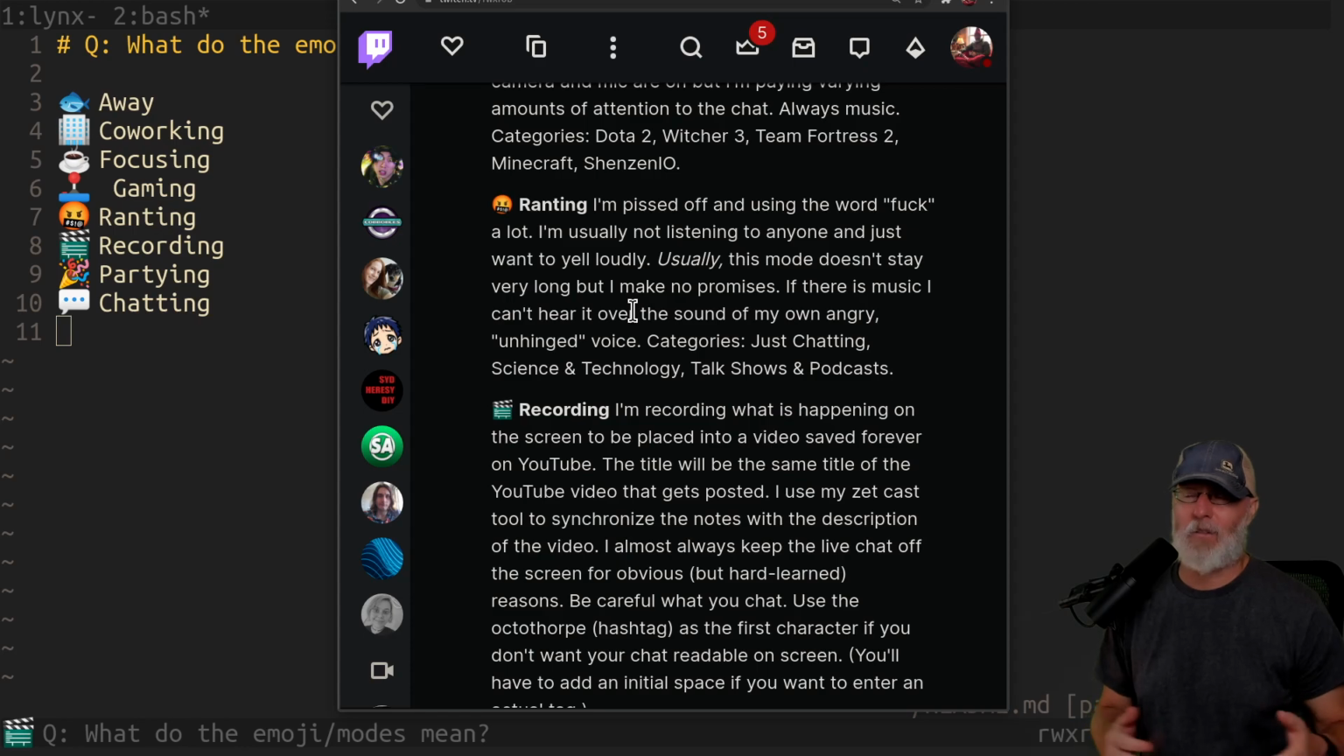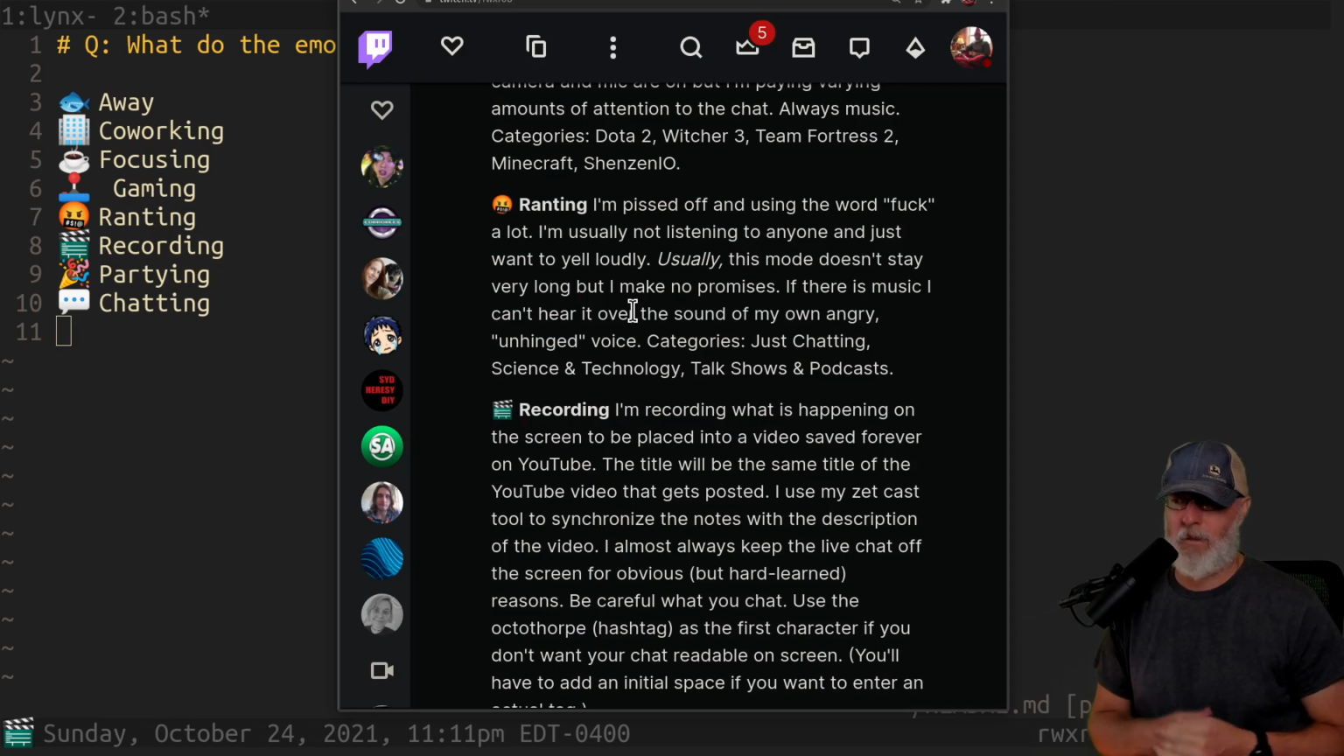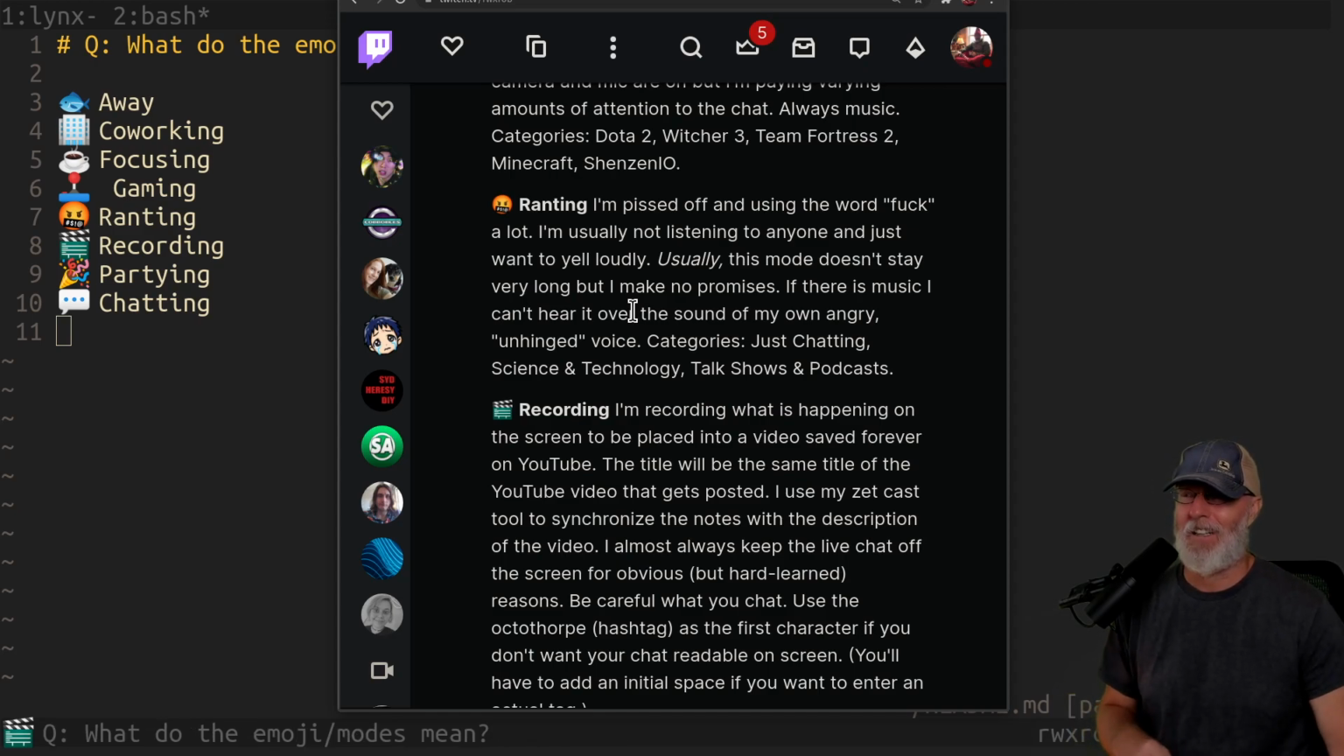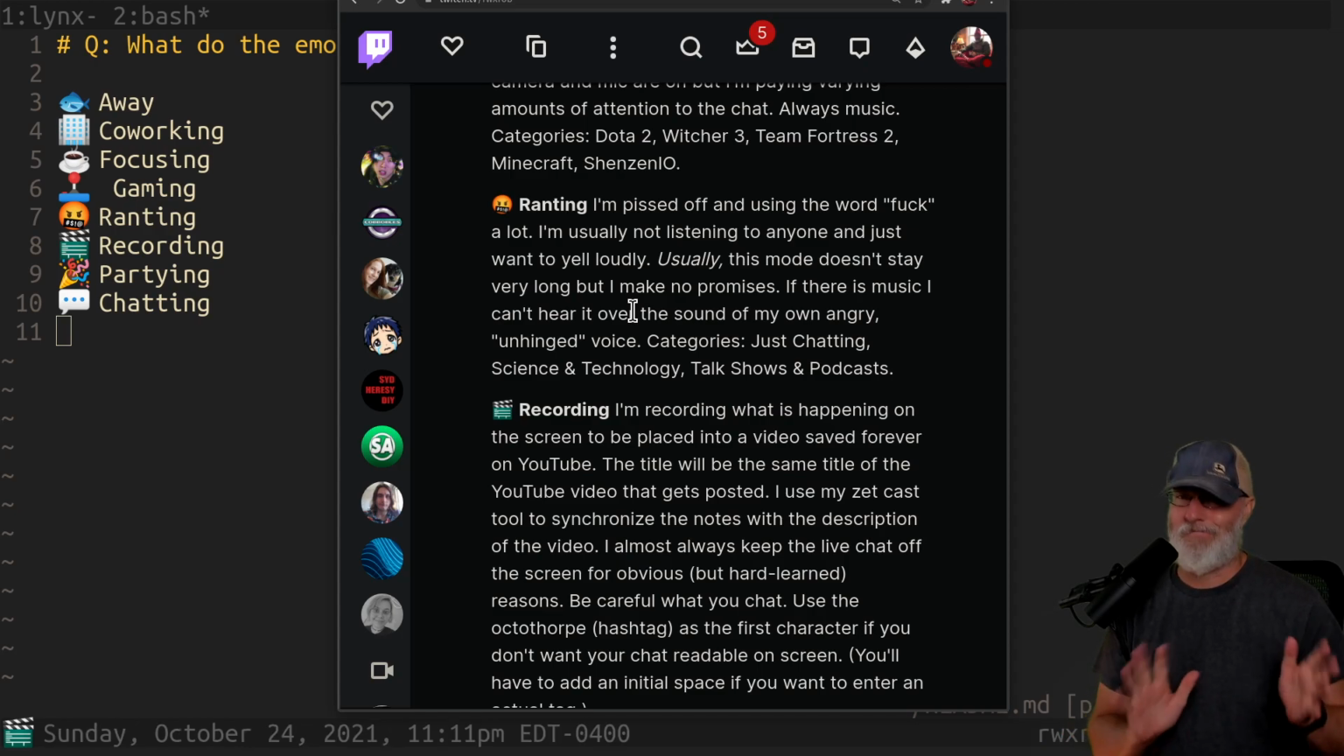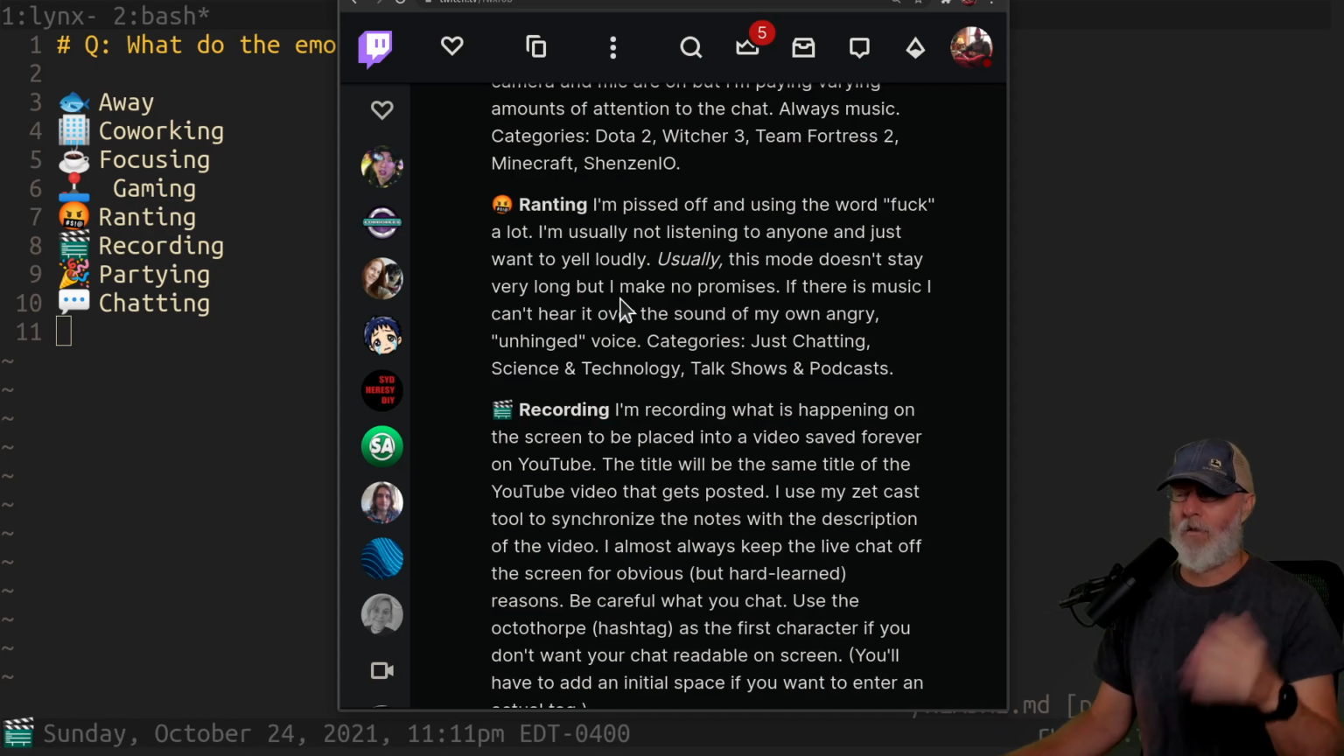Ranting. So when somebody attacks me or my community or Linux, you'll usually see a ranting emoji, and usually I'll be writing when that happens. I'll be writing about it, and I'll be using the F word a lot. This happened recently. I'm not going to get into it. Somebody attacked the Linux community, and I got really pissed off. All of that drama is gone now, but watch out. If you come in during a ranting session, I'm not going to be listening to you because I'm going to be too busy yelling.